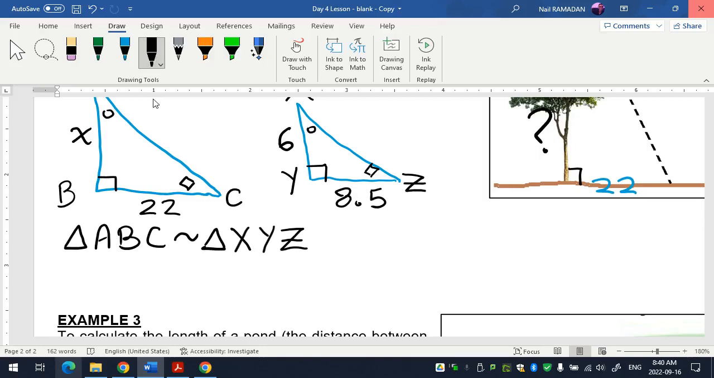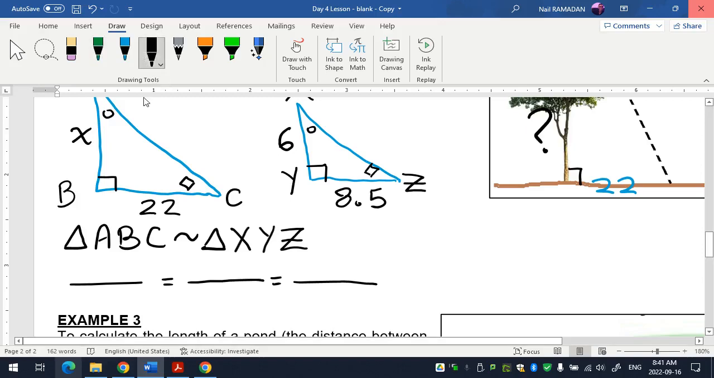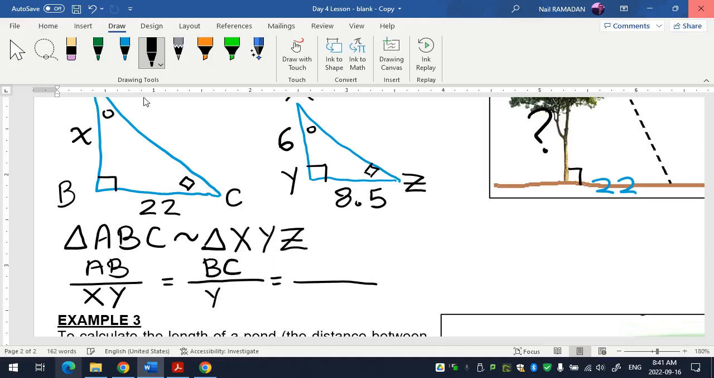Now let's do the ratios. Ratio, ratio, ratio. What ratios do I have? Well, I have AB corresponds with what? XY. I have BC corresponds with YZ. And I have AC corresponds with XZ. Okay, perfect.